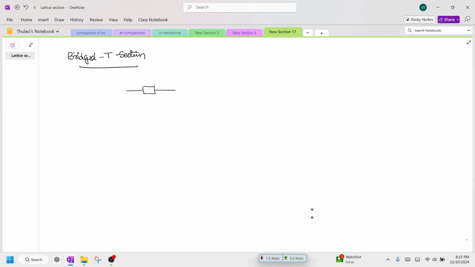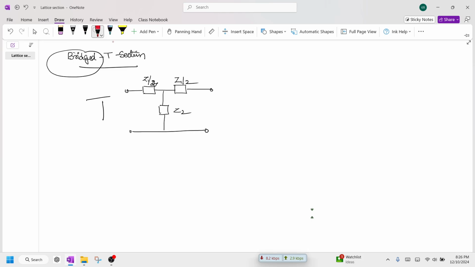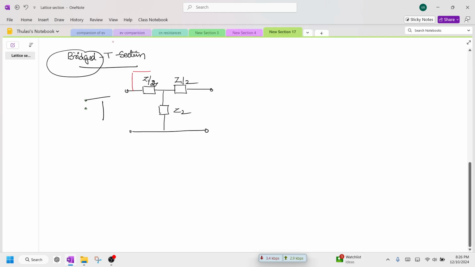This is an impedance. This is another impedance. This is a T section. Here we are going to have Z1 by 2, Z1 by 2, and this is Z2. So this is basically a T. The bridge is there, so I am going to draw the bridge like this. This is the bridge element, which I am going to call Z3.